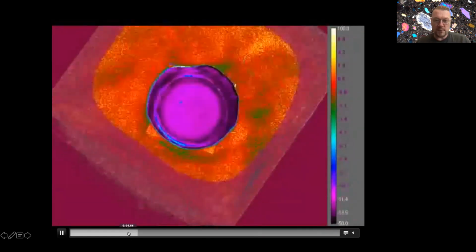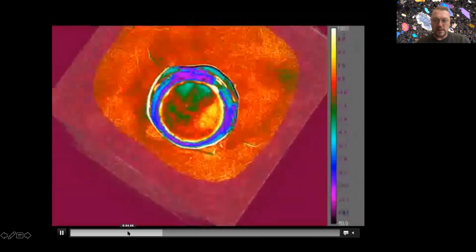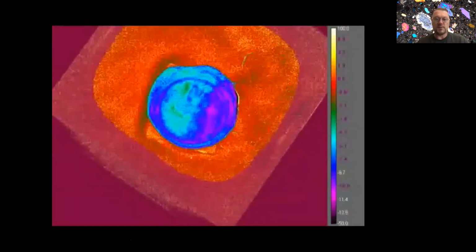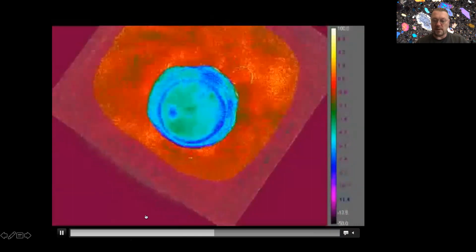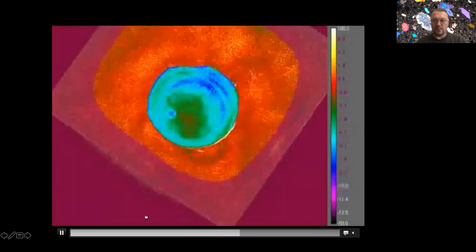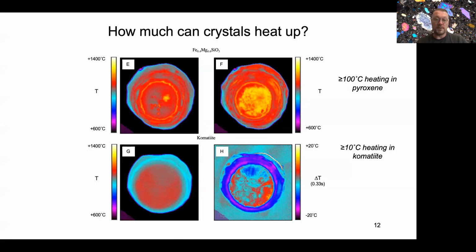Let's just go back to it. It's cooling, and then suddenly right there, reds and yellows for 2 seconds. That was the crystallization of the hematite. It was very subtle when we were looking just in the regular infrared image.